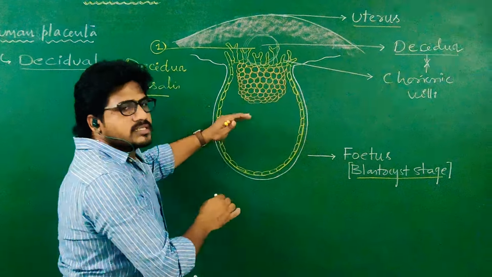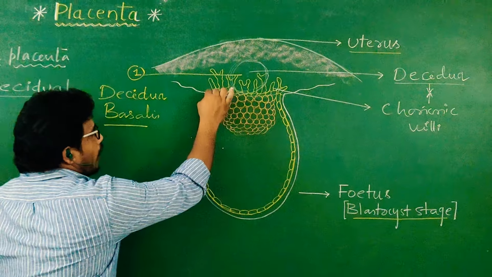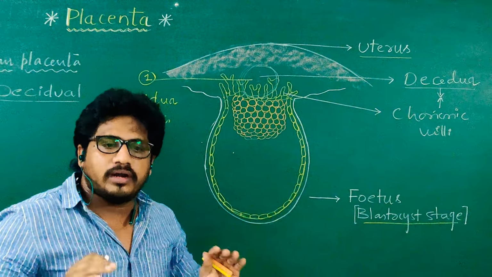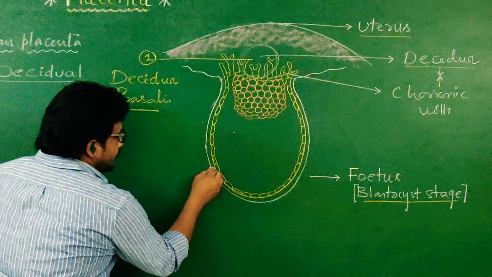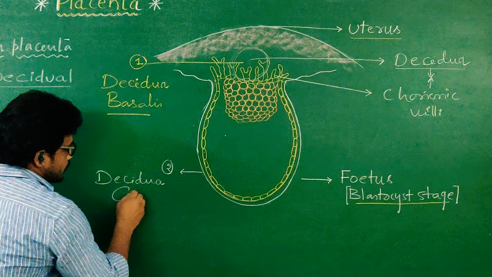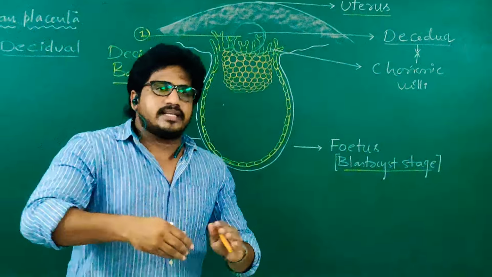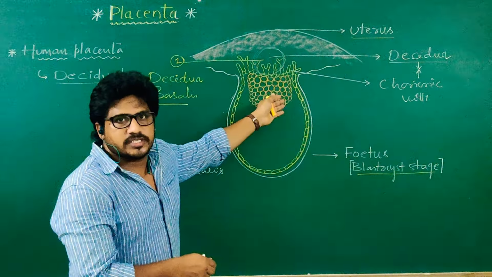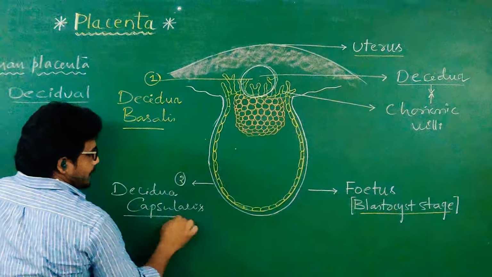So what is happening? As soon as the implantation occurs, the maternal response comes from the decidua. So there is an outgrowth of the decidua and it looks like a capsule. Nothing but what? It is a sac, a bag covering the entire blastocyst. That's why this is the second part, called decidua capsularis. Decidua capsularis is away from the decidua basalis and it is covering the entire blastocyst.